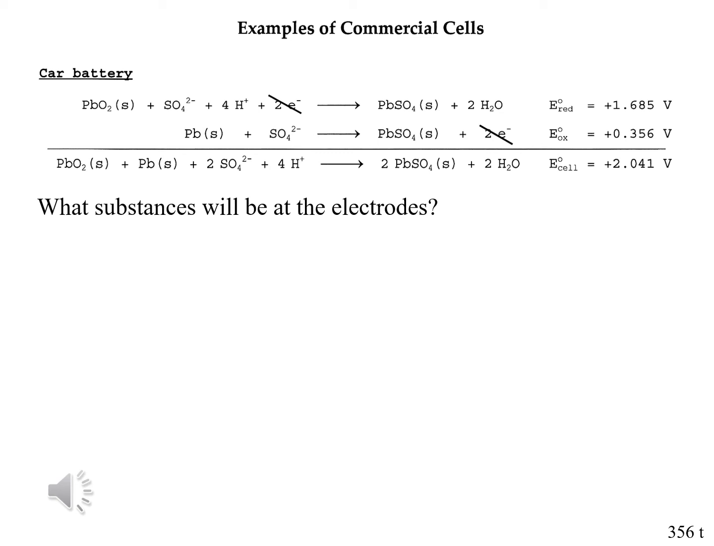So if you look, I put the two half reactions that a car battery is based on, and you can see that both of these half reactions involve lead. Why do they still use this?